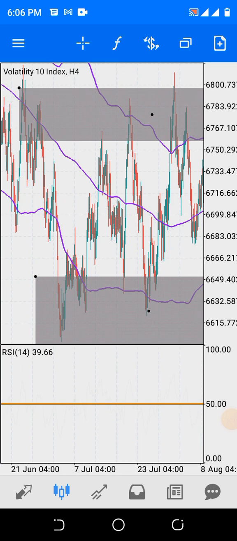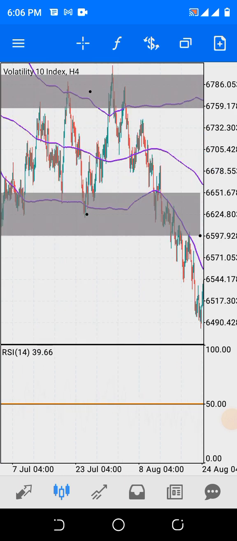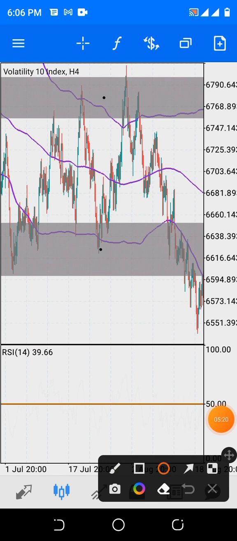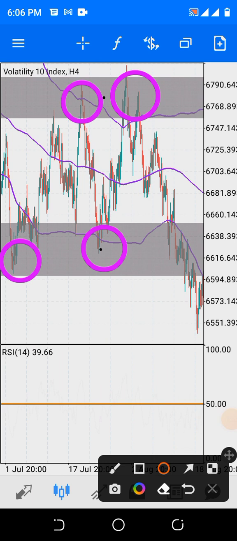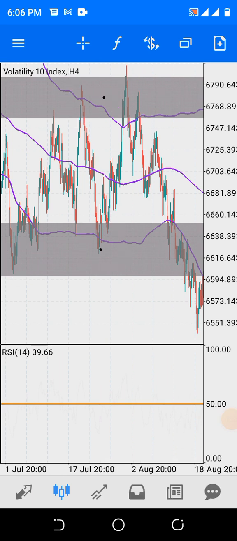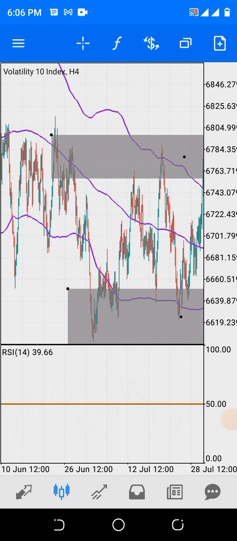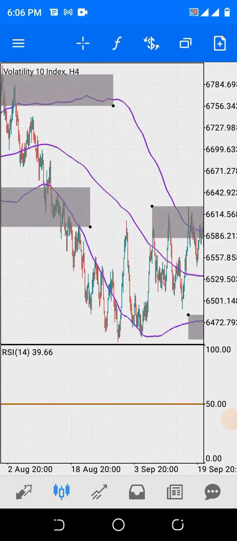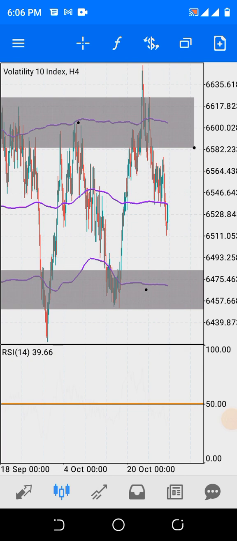So when it touches this zone, you sell, in this zone you buy, in this zone you sell. With this particular strategy, you can make massive profits. Do you understand? With the help of a Bollinger Band, knowing when it is ranging and knowing when it is trending. Now let me show you the settings.